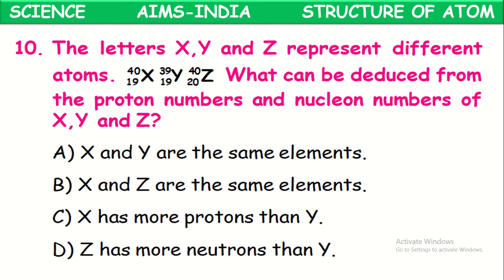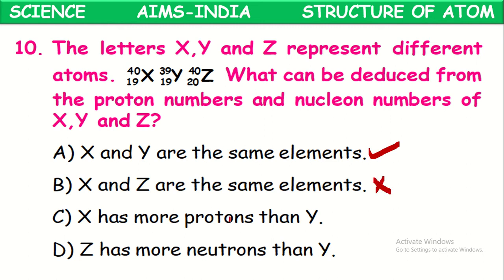Next, the letters X, Y and Z represent different atoms. X40, Y39, Z40. So these are three elements. What can be deducted from the proton numbers and nucleon numbers of X, Y and Z? If you observe, these two are having same atomic number. Now we can say X and Y are of the atoms of same element. X and Y are the same elements. This is correct. And X and Z are isobars. Is it mentioned here? X and Z are same elements.